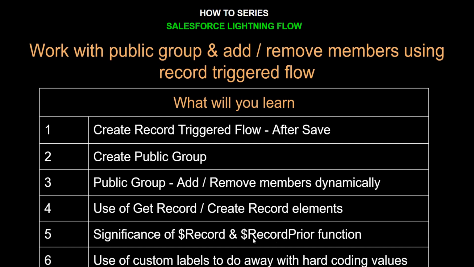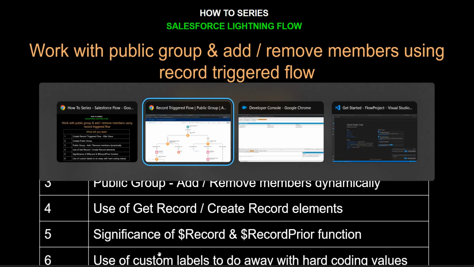Along the way, we learned a few things. We know how to use the record prior global variable, which holds the entire data about the previous values of all the fields that triggered the flow. And we also used custom labels to do away with hard coding any values.